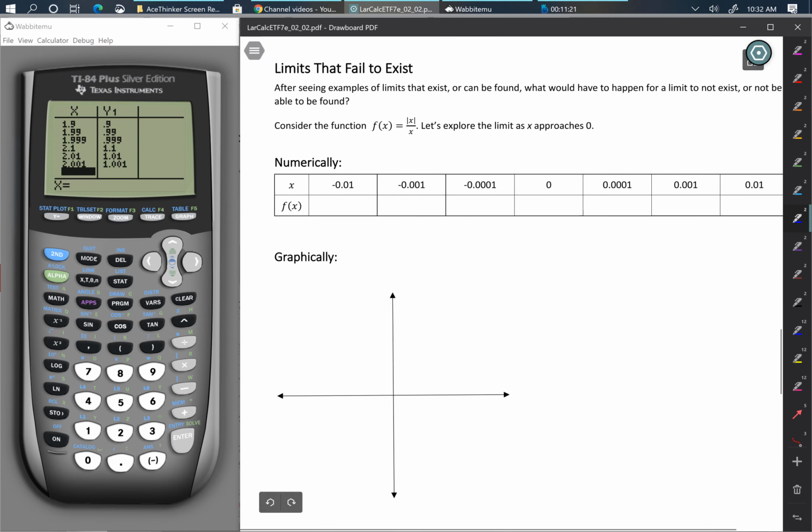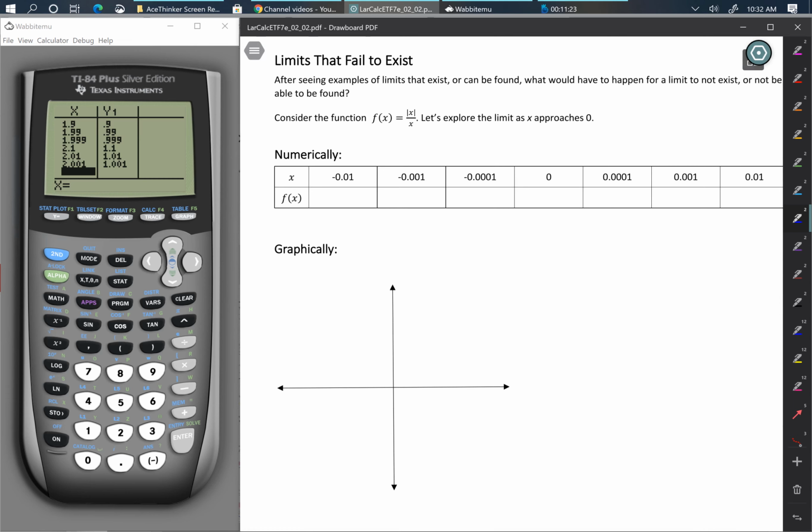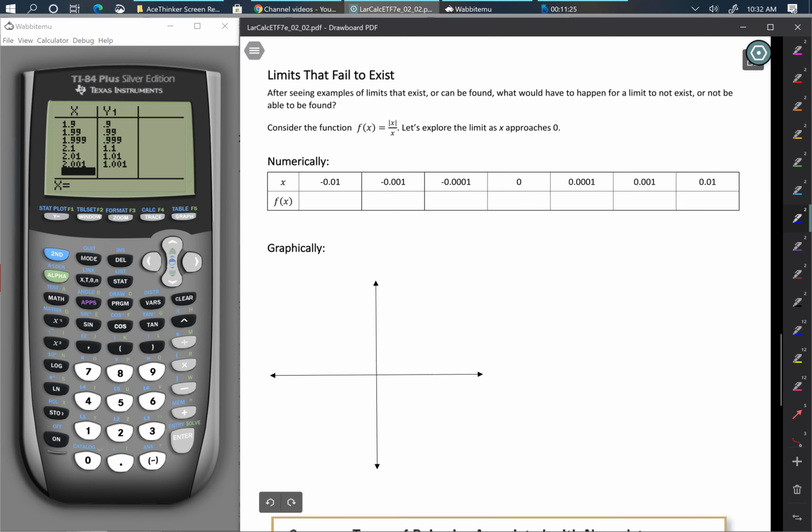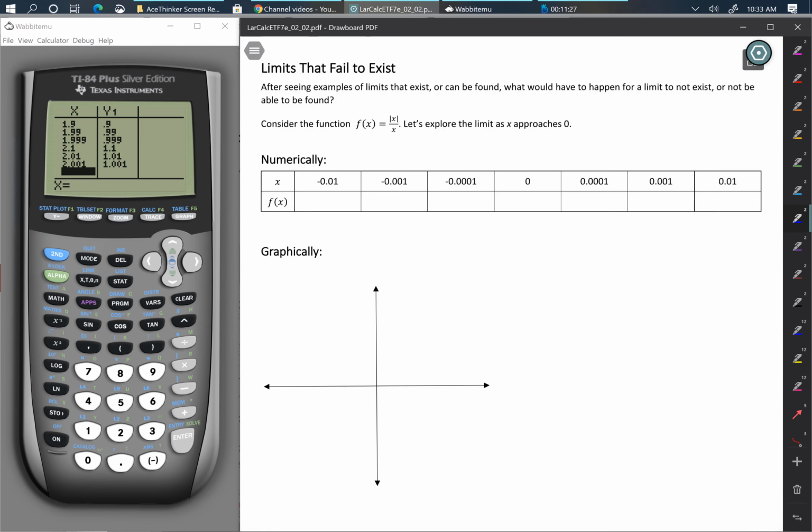Sometimes, though, limits won't exist. We've taken a look at a couple examples where limits do exist. So what would it look like if we had one where the limit didn't exist? Right? So I've got a new function, and I'm going to approach the limit as x approaches 0. So I am finding the limit of the absolute value of x divided by x as x approaches 0.